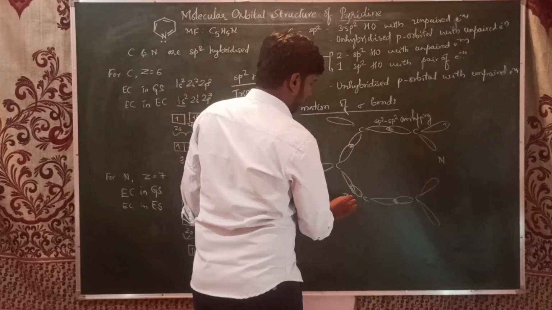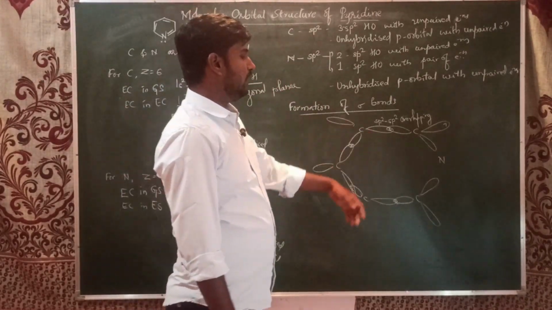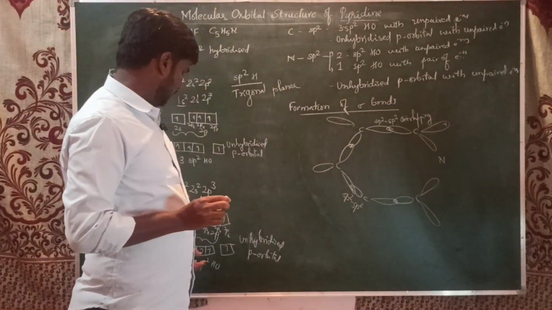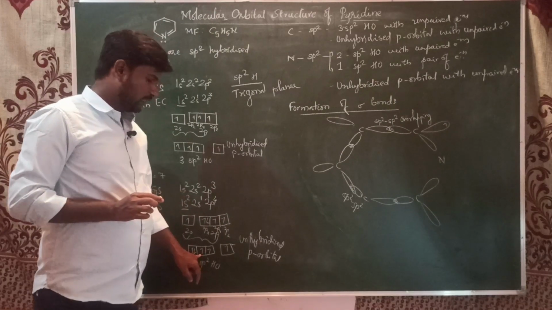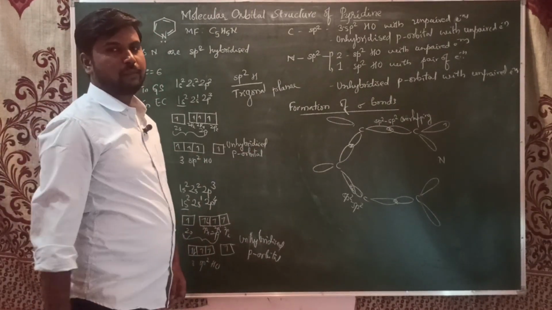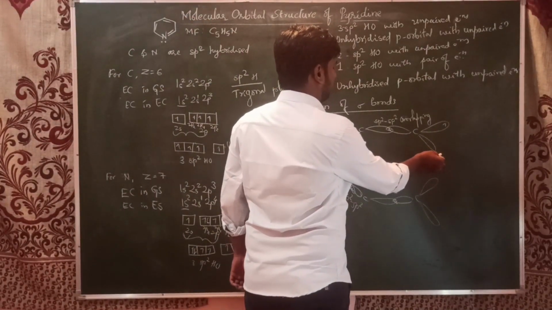So these all are sp2-sp2 overlapping only. In the same way, the hybrid orbital of nitrogen which contains an unpaired electron will also overlap with the sp2 hybrid orbitals of carbon, forming a carbon-nitrogen bond, a sigma bond, that is a C-N sigma bond.